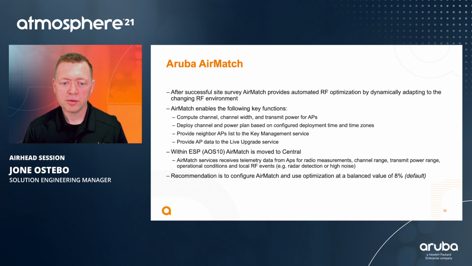Another thing is, when you're doing a live upgrade, the AirMatch application needs to run in the backend and figure out which APs should be upgraded at what time. Based on the neighboring APs and which channels they are on, it calculates that and creates an upgrade plan to make sure that the interference is as low as possible and the upgrade experience for the user is as smooth as possible. Based on all this data being mixed together, AirMatch in Central is optimizing this and giving the user close to optimal performance always.